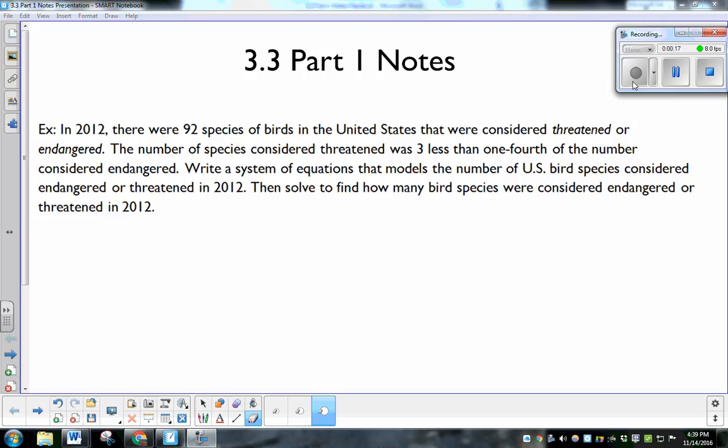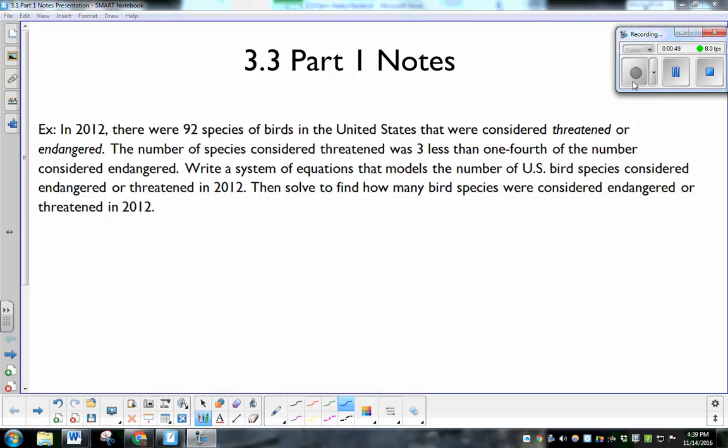And our first example is actually the same example that we had in 3.1. So it's about the endangered and threatened birds in the United States. It says in 2012 there were 92 species of birds in the United States that were considered threatened or endangered. The number of species considered threatened was 3 less than 1/4 of the number considered endangered. Write a system of equations that models the number of U.S. bird species considered endangered or threatened in 2012, which we've already done, and then we're going to solve it to find how many were endangered and how many were threatened.